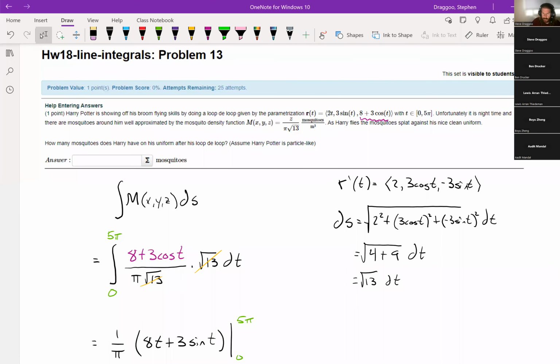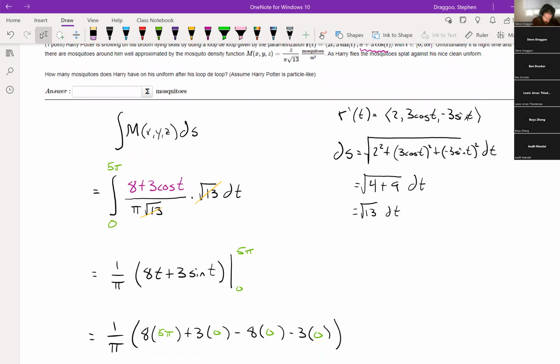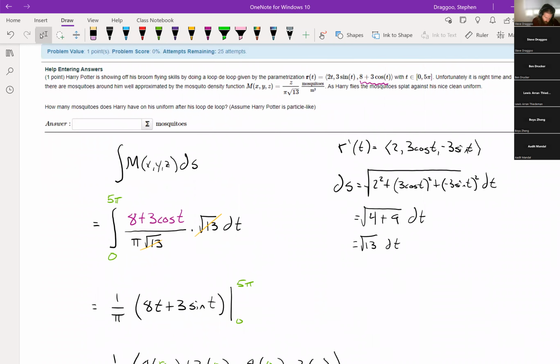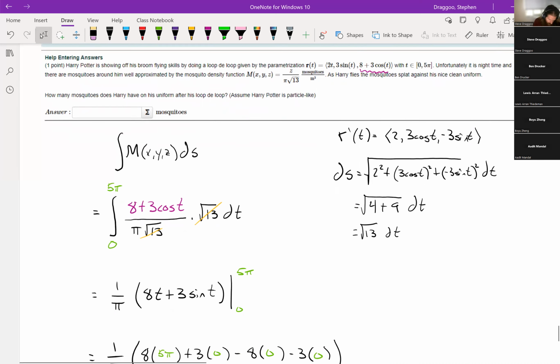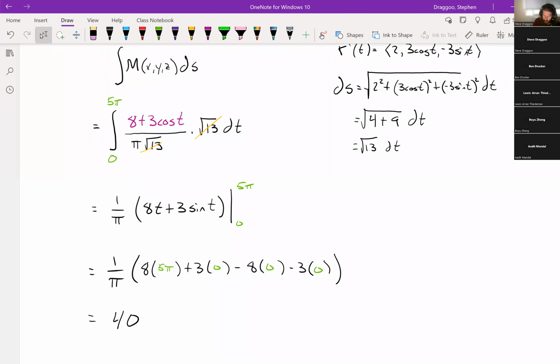Something else out of a line integral is what I want to talk about here. Oh, the Harry Potter problem. Thought this was just a good one to look at. If we're trying to find the total number of mosquitoes that Harry Potter runs into while he's flying around his loop-de-loop, we're going to want to integrate the mosquito density function. Integrating the density function will get us the number of mosquitoes that he runs into. Running through the algebra on this one wasn't too bad. If you want to follow along with the work, here it is.